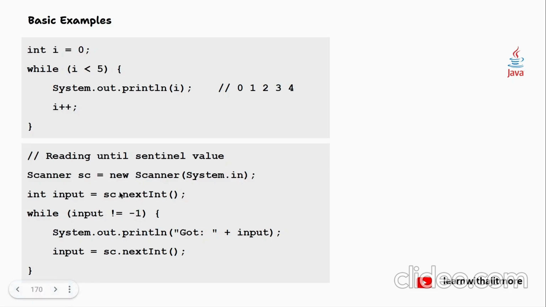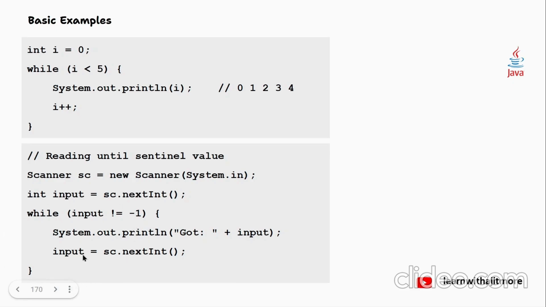So the scanner object is created, you accept one integer, and it comes in input. Check whether the input is not minus 1. If it is not, come inside, print that input, whatever you had entered in the beginning, and again accept the next input. Again check whether it is minus 1. No, print it again, and so on.